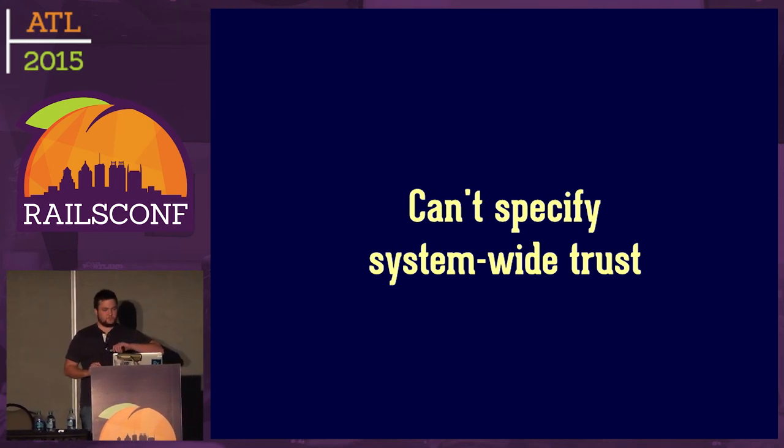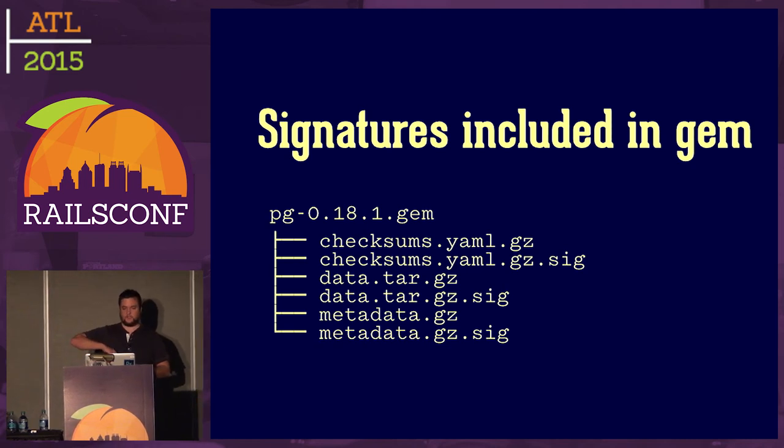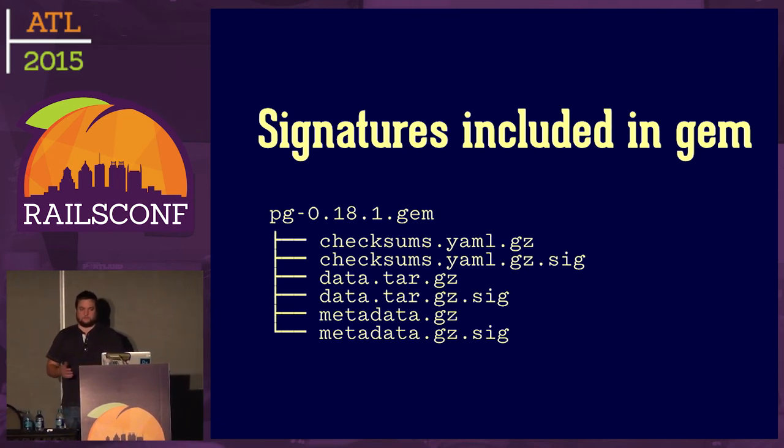Signatures are included in the gem. This is what gems look like when you untar them. So you've got each of these .gzip files, and if they happen to be signed, which most gems aren't, because this is difficult to do, and as I've made clear, not super useful, then they include a signature file for each file as well.